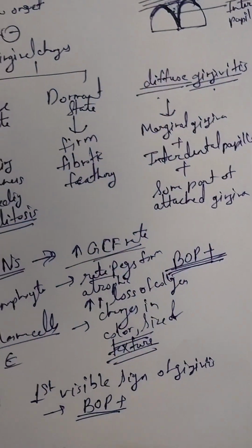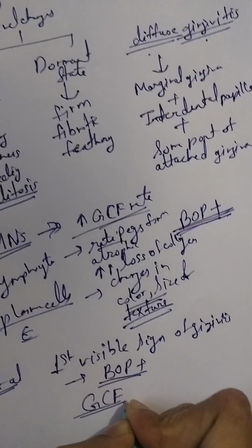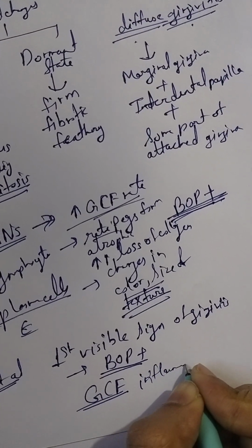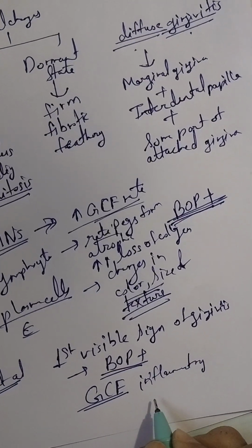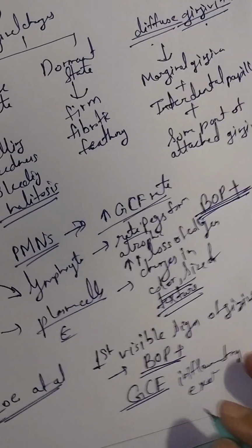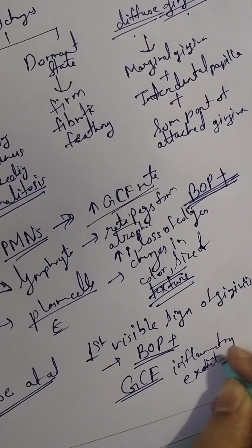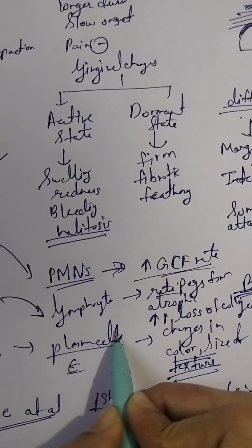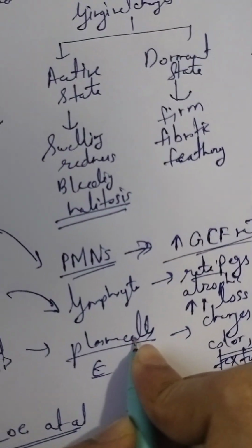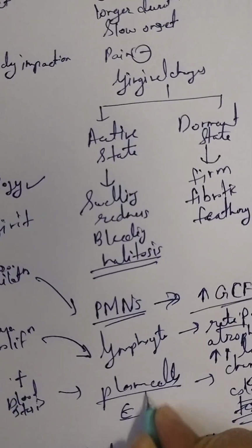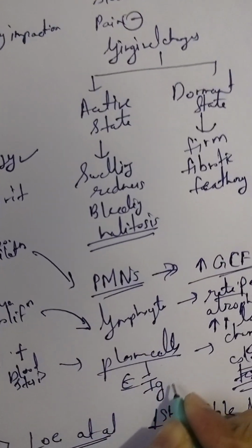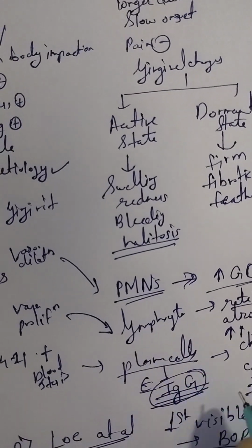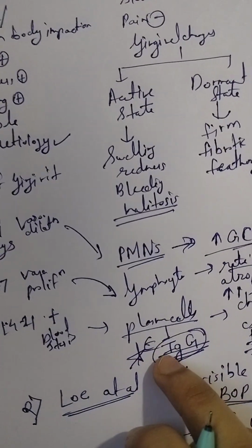Then, what is GCF? GCF is an inflammatory exudate. Some things about the plasma cells: these plasma cells are responsible for the production of antibodies, most prominently the IgG antibody. So, this is another MCQ.